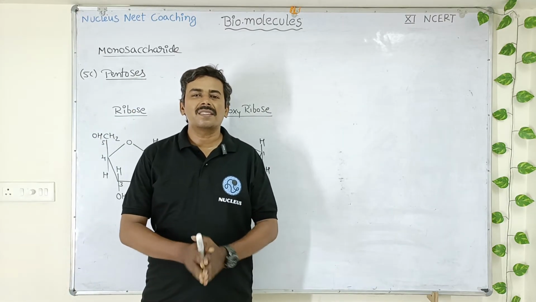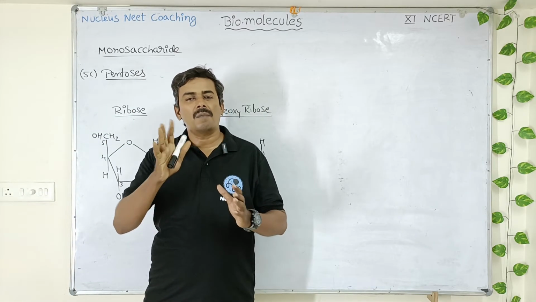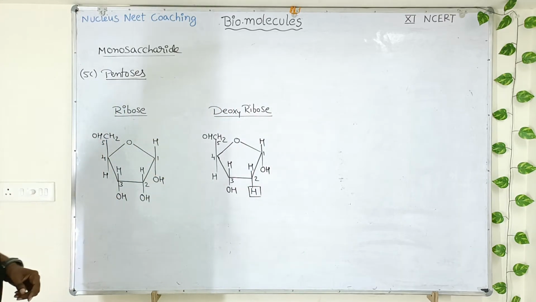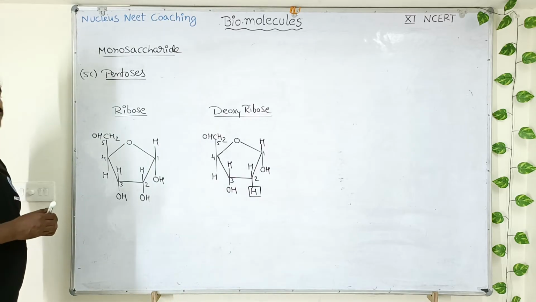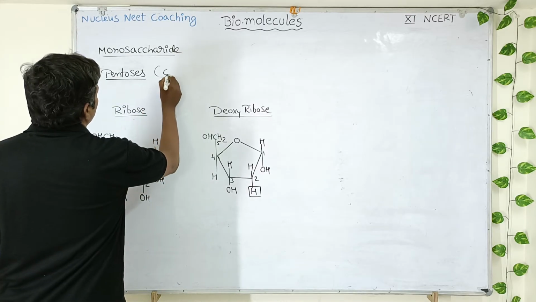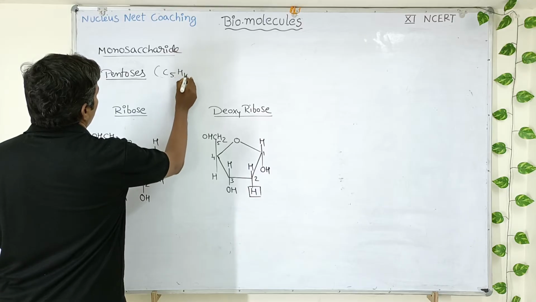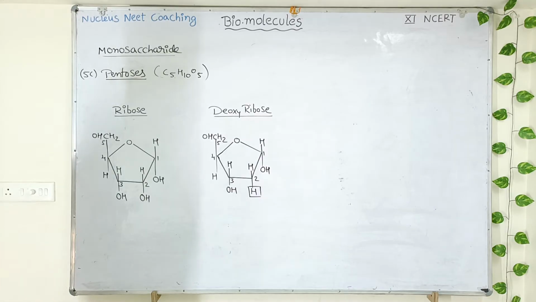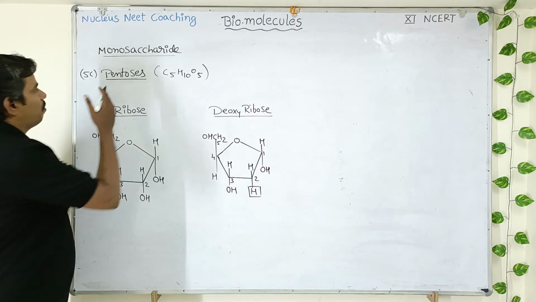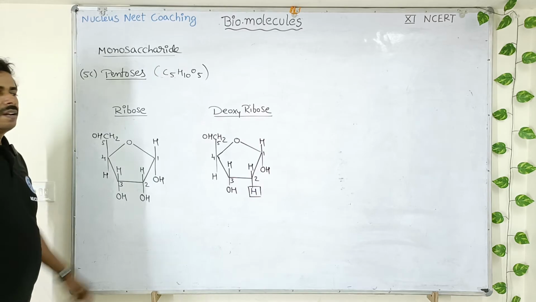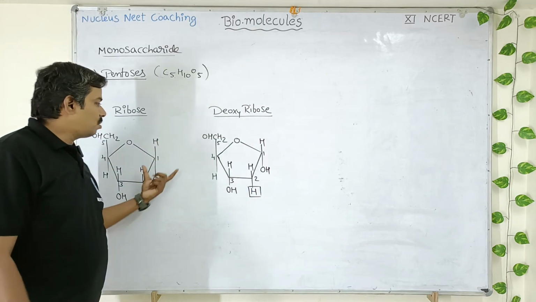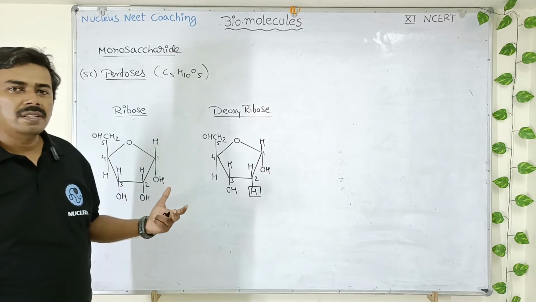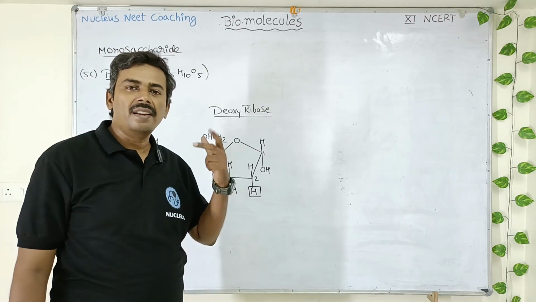Students, now let us see structures of some 5 carbon sugars which are called pentoses. Pentoses are monosaccharides which have 5 carbons. C5H10O5 is the general formula of pentoses. Examples of pentoses are ribose sugar and deoxyribose sugar. These 2 sugars are very important. They are components of nucleic acids, that is DNA and RNA.